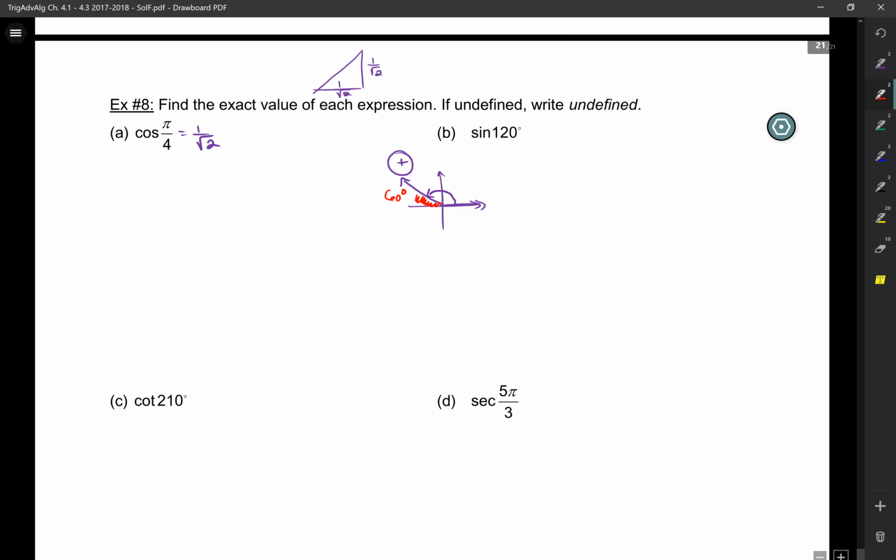So here's what I say now. For a 30, 60, 90, that's 60 degrees, right? Sine is this vertical side. For a 60 degree, is that vertical side 1/2 or root 3 over 2? Root 3 over 2 because it's the larger side. So the answer here is just positive root 3 over 2. Okay?